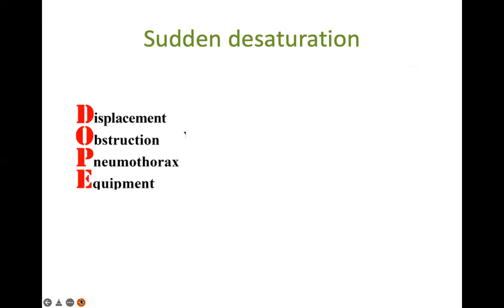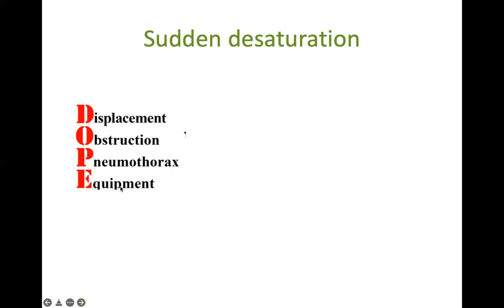So now coming to the next scenario. We have discussed 2 parts, that is hypoxia during intubation and also progressive hypoxia. So now comes sudden desaturation. So we all know what you need to do. That is, you rule out DOPE. DOPE is displacement, obstruction, pneumothorax, and equipment failure.